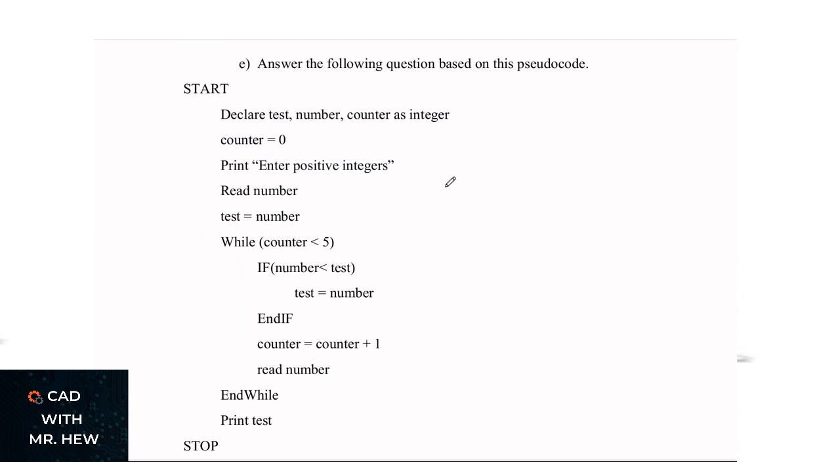All right. Answer the following question based on the pseudocode. Start, declare test, number, counter as integer. Counter is equal to 0. Print, enter positive integers. Read number, test is equal to number, while counter is less than 5. If number is less than test, test is equal to number, and counter is equal to counter plus 1, read number, end while, and print test, stop.